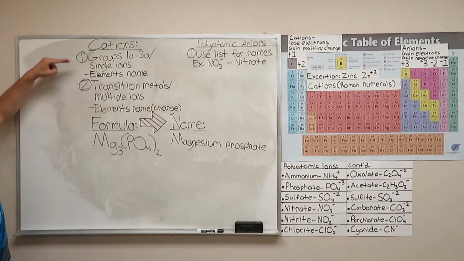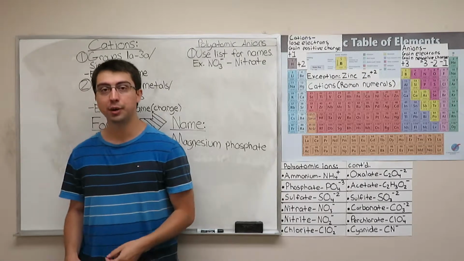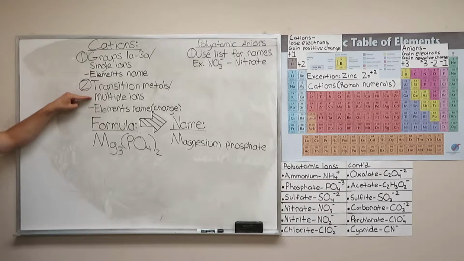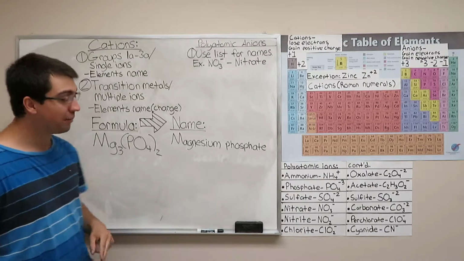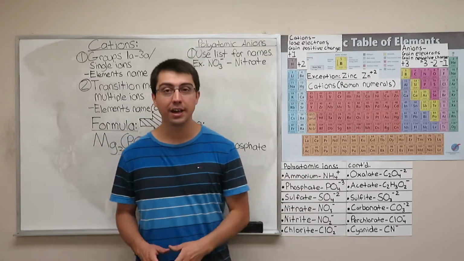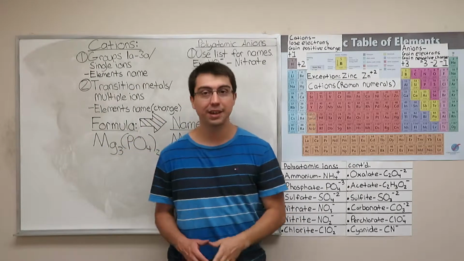I'm going to go over two different types of cations, the ones in groups 1A through 3A. All you need to do is write down the element's name. Then the transition metal cations form multiple ions, so you need to write down the element's name plus its charge with Roman numerals. I'm also going to go over the ammonium cation, and then for the polyatomic anions, we're going to need to use a list to identify their names.